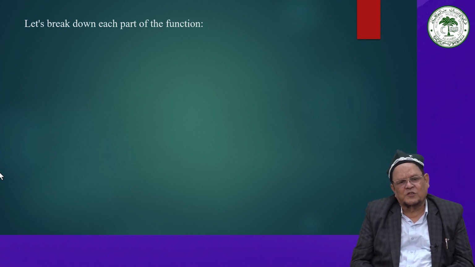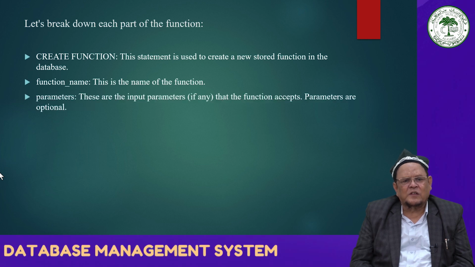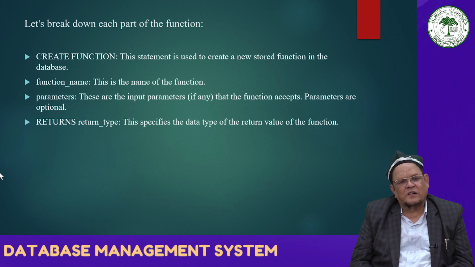So let's break down each part of the function. The first is CREATE FUNCTION. This statement is used to create a new stored function in the database. Next is the function name. This is the name of the function. Then the parameters, which are the input parameters that the function accepts. Parameters are optional. And the return type specifies the data type of the return value.